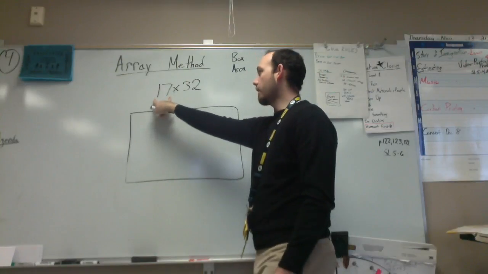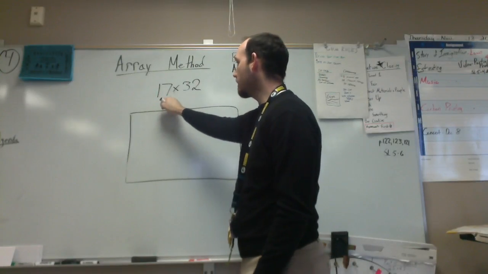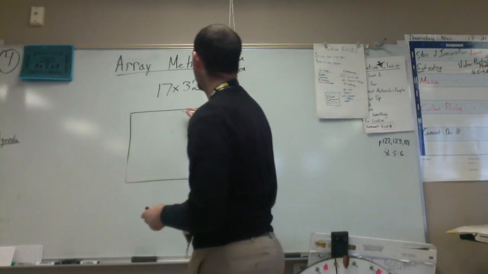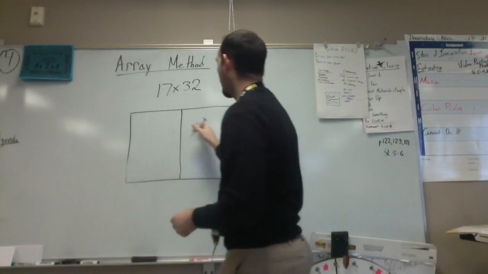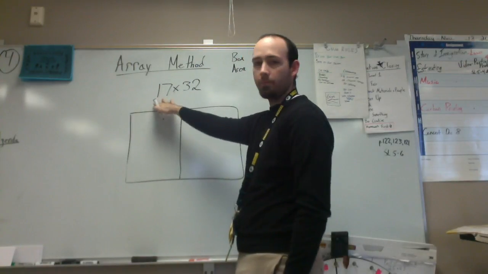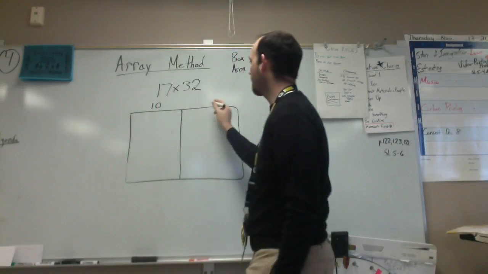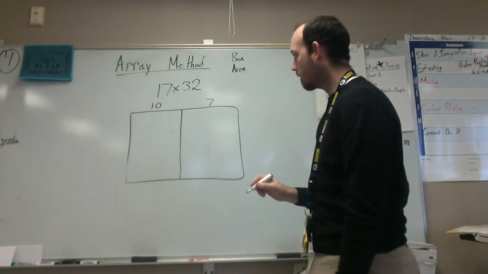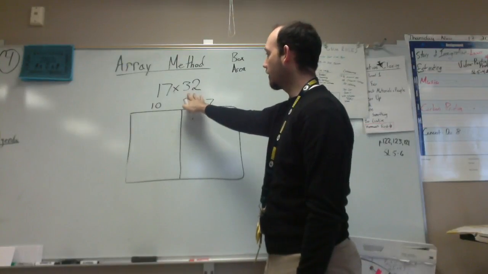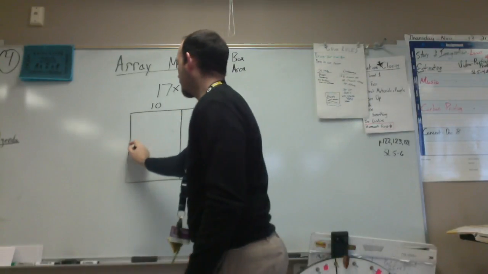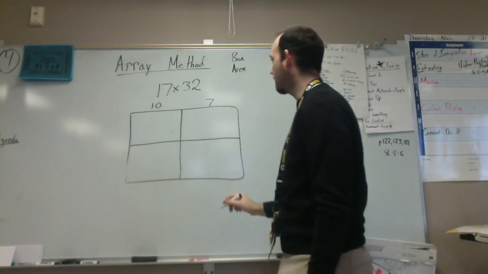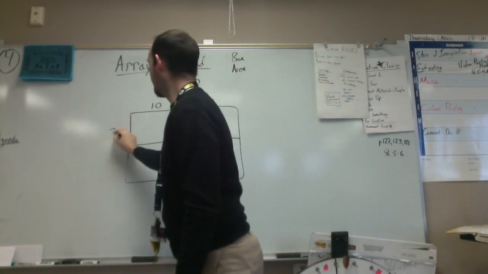We look at the first number. That first number is 17. I see there are 2 digits, so that tells me I need to have 2 sections on my box. I'm going to break that up by place value. So there's a 1 there, that 1 is worth 10, that 7 is worth 7. I look at my next number, 32. Again, 2 places, so I'm going to divide it this way by 2 places.